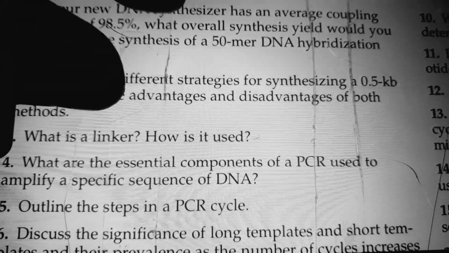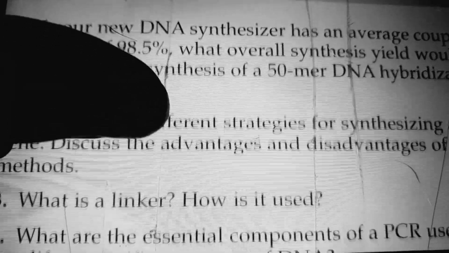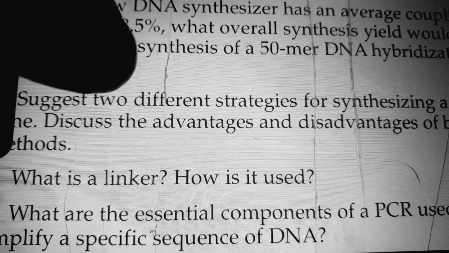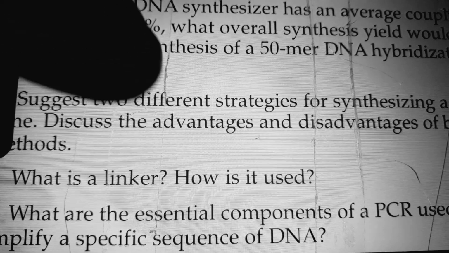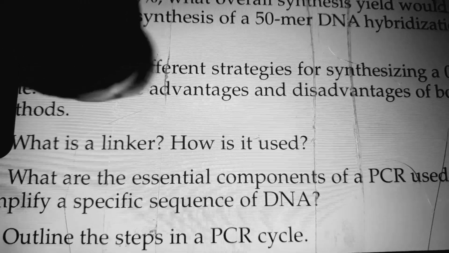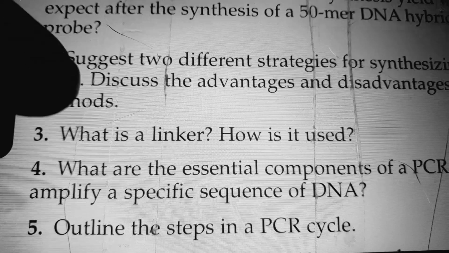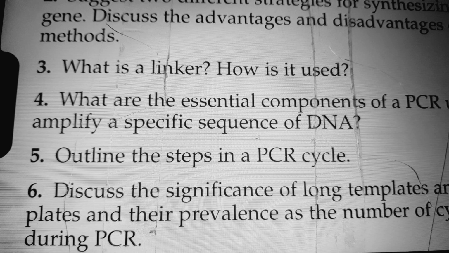Question number 1. If your new DNA synthesizer has an average coupling efficiency of 98.5 percent, what overall yield would you expect after synthesis of a 50-mer DNA hybridization probe? 2. Suggest 2 strategies for synthesizing a 0.5 kb gene. Discuss the advantages and disadvantages of both methods.